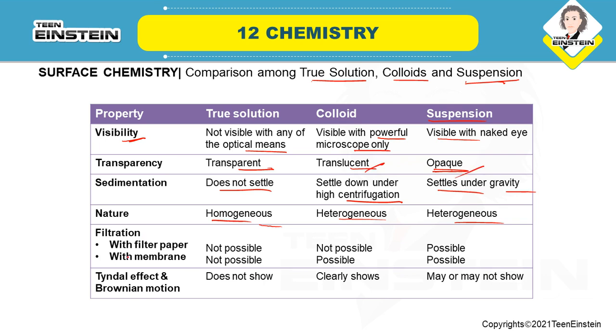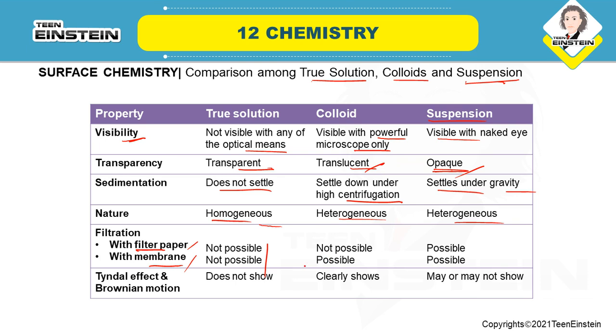Filtration. Now filtration has two types, with filter paper and with membrane. What is the difference? The pore size in filter paper and in membrane is different. In a membrane the pores are very small, but in filter paper they are comparatively larger. A true solution you cannot filter by any of these. It is not possible because its particle size is so small, it will pass through the pores whether you have taken filter paper or membrane.